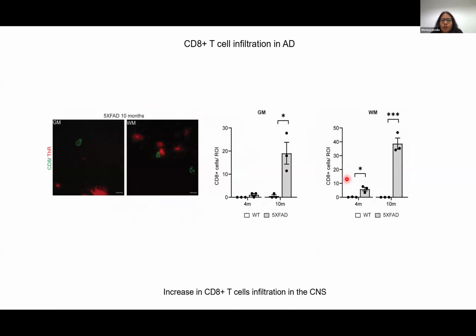our model. To do so, we first wanted to see if there are even CD8 positive T cells in our model. To do so, we used the marker CD8, which is shown in green in this panel, and plaques are marked by thiazine red in red. And we observed an increase in the number of CD8 positive T cells in both the gray and the white matter in 5XFAD animals at 10 months.